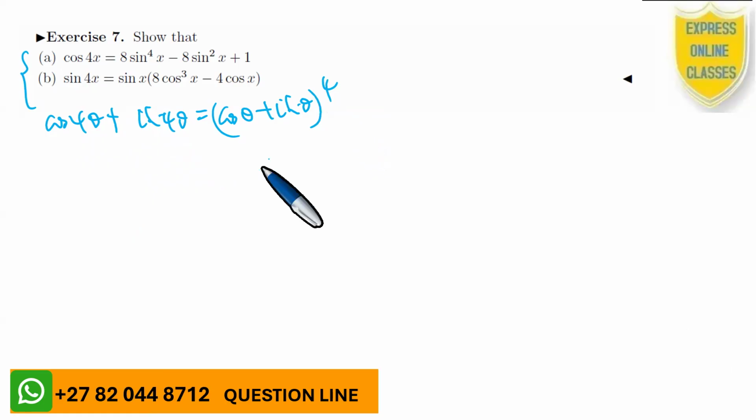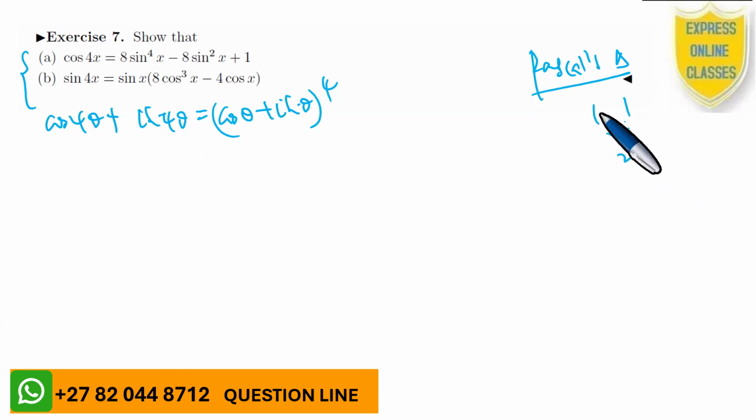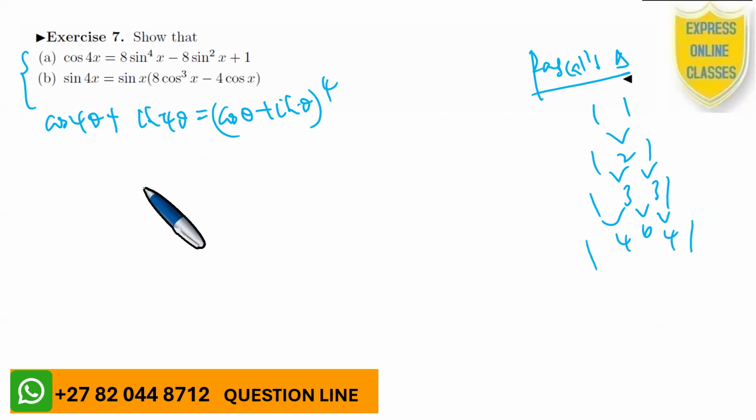You raise it to the fourth by Pascal's triangle. Pascal's triangle says 1, 1. 1 plus 1 is 2. 3. 2 plus 1, 3. 1, 1. 4, 6, 4, 1, 1. So if you raise it to the fourth power, right, so it is the same as what?